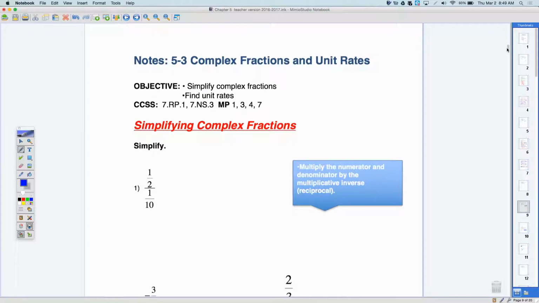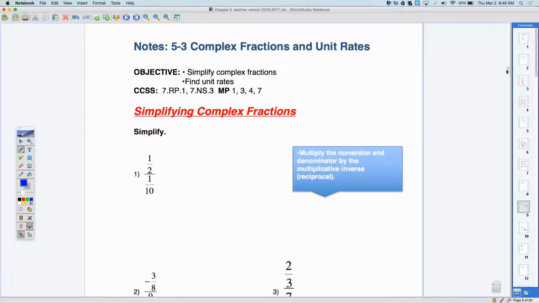As you watch the video, I'd like you to fill in the work, follow along. The objective is to simplify complex fractions and find unit rates. The Common Core state standards are listed in the mathematical practices. We're going to simplify complex fractions.